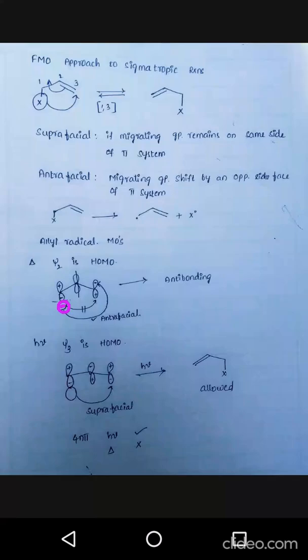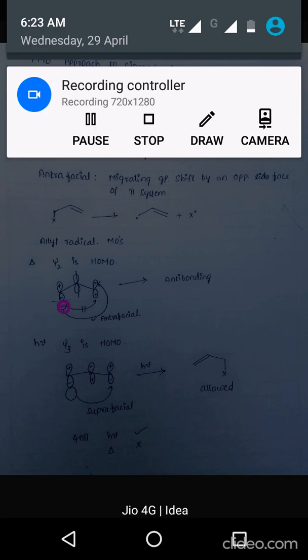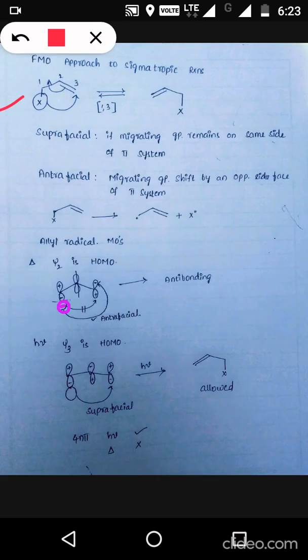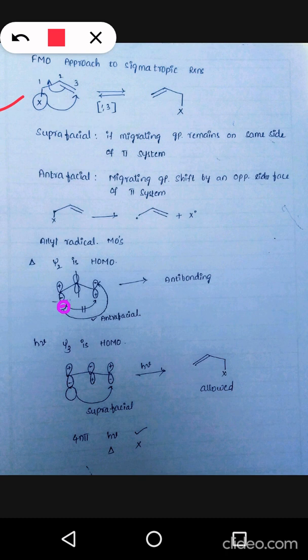Let us learn the FMO approach to sigmatropic reactions. In sigmatropic reactions, the sigma bond migrates from the alpha position of the pi bonded system to another position. You see here in the pi bonded system, this first carbon is the alpha carbon, and the sigma bond is migrating from the first carbon to the third carbon. So whenever there is a migration of a group from the alpha position of the double bond to another position, such reactions are called sigmatropic reactions.